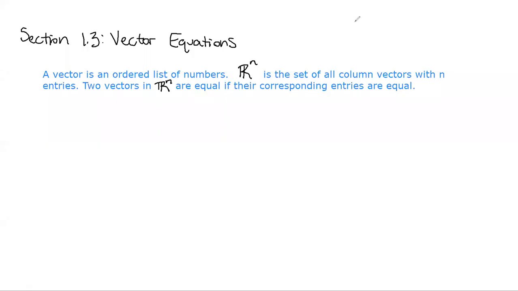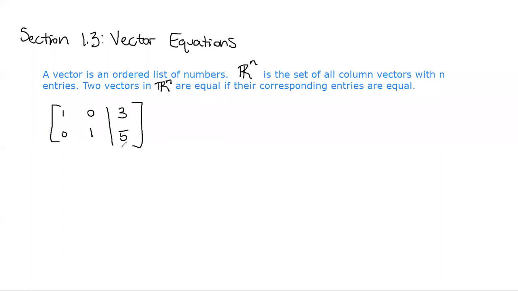Today we're going to be talking about section 1.3, vector equations. What is a vector? A vector is just an ordered list of numbers, and in fact we've seen them already. Last week we were looking at our systems of linear equations and trying to get them into reduced row echelon form. And we would have what we called a solution.